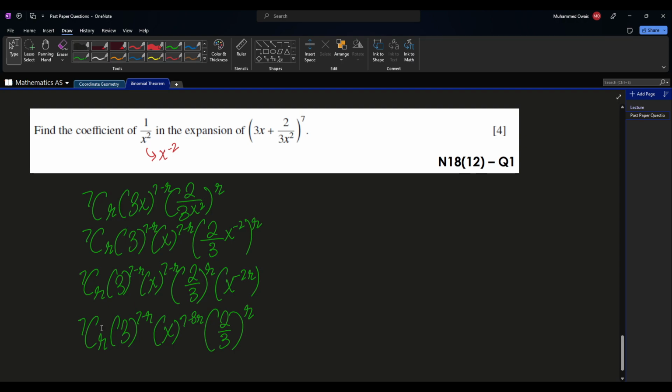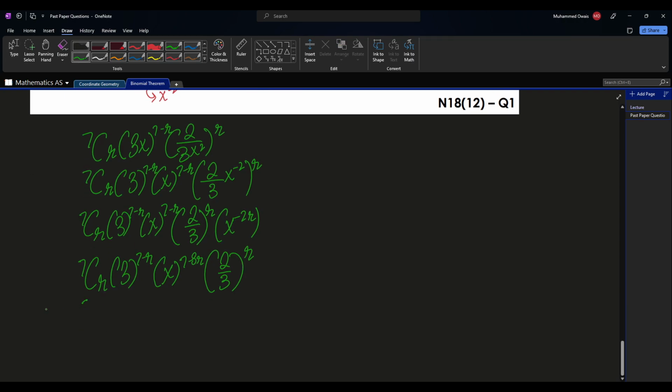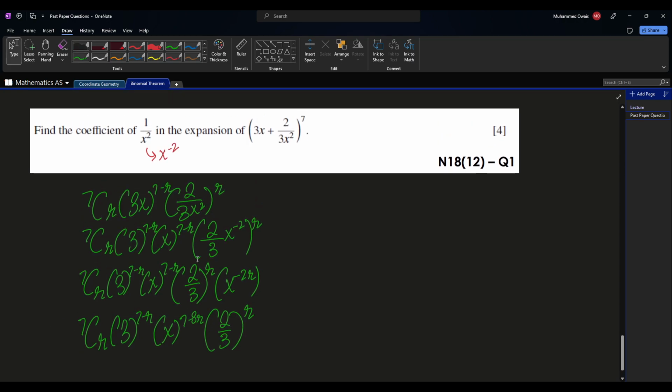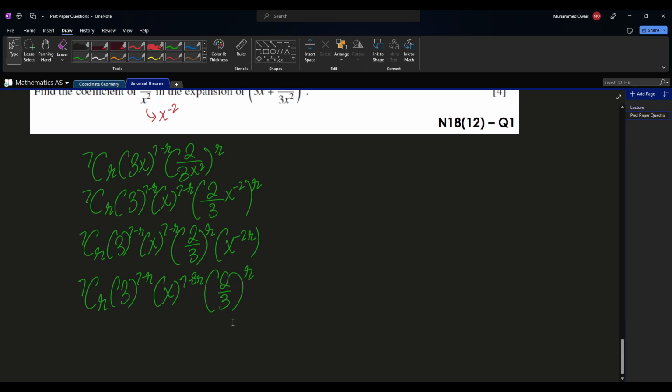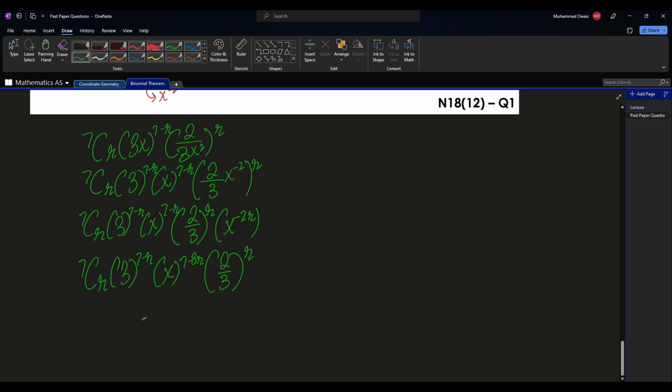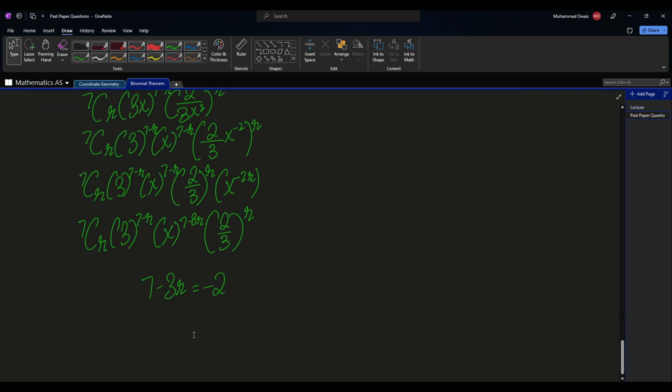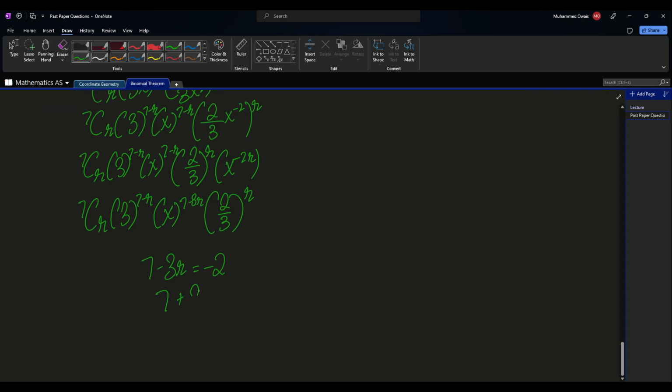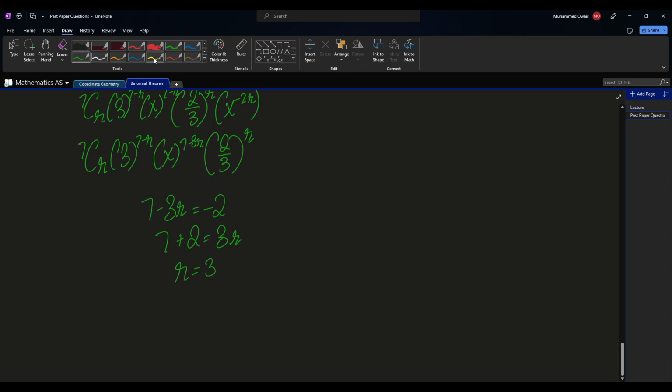So then this becomes, now, alright, so what we now need to do is find x power minus 2, right? So currently the power of x is 7 minus 3r, and we want this power to be minus 2. Therefore, we'll equate 7 minus 3r to minus 2. So this becomes 7 plus 2 equals to 3r. R is now equals to 3. Alright. Now, so all we have to do is plug this in, and we'll get our answer.